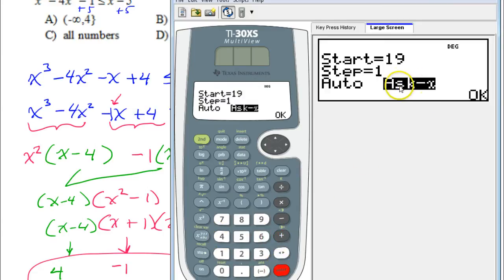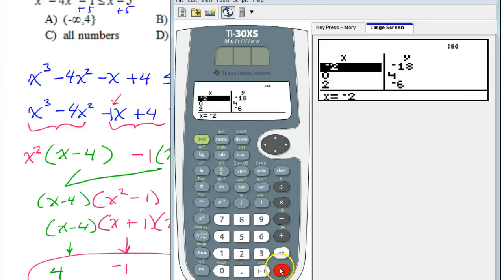Now, I am going to leave my calculator in ask mode. Your calculator might be in auto. I would scroll down here. It doesn't matter what the start value is. I would switch it from auto to ask and hit enter. Because now we can put in whatever values we want. And I want these to be my test values.